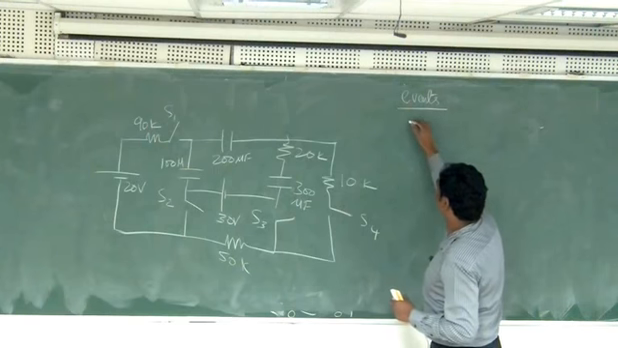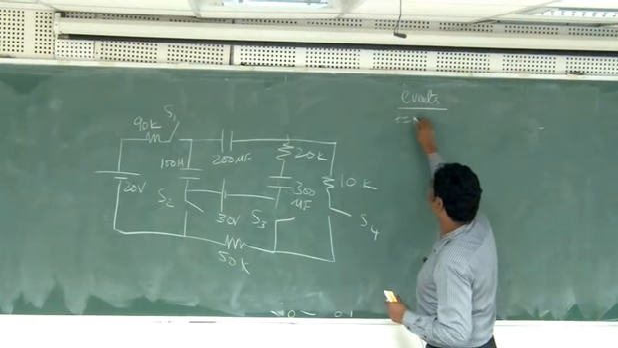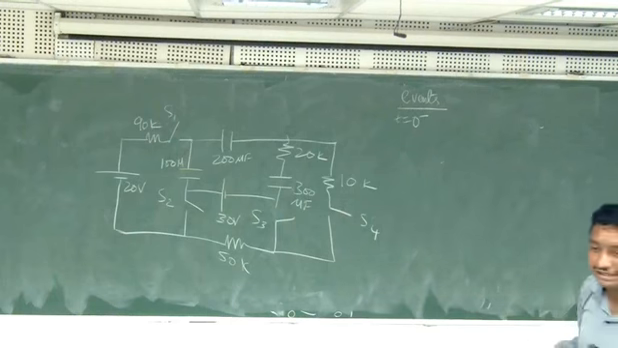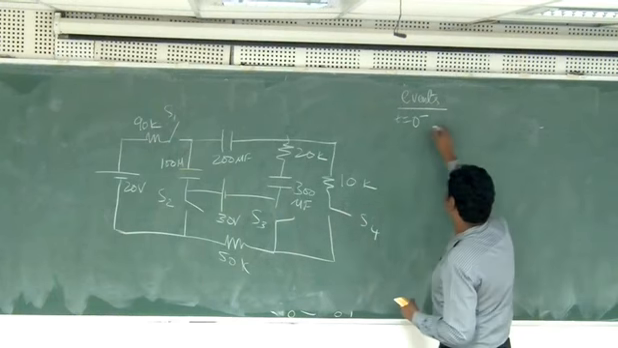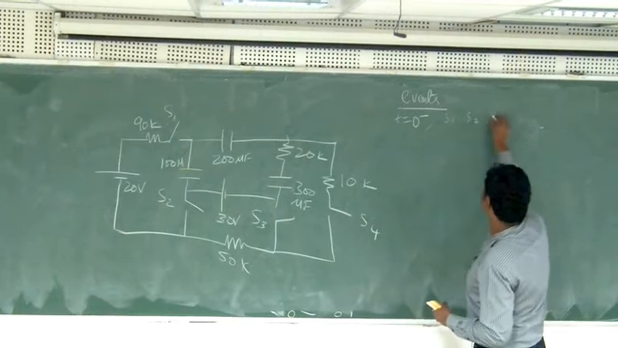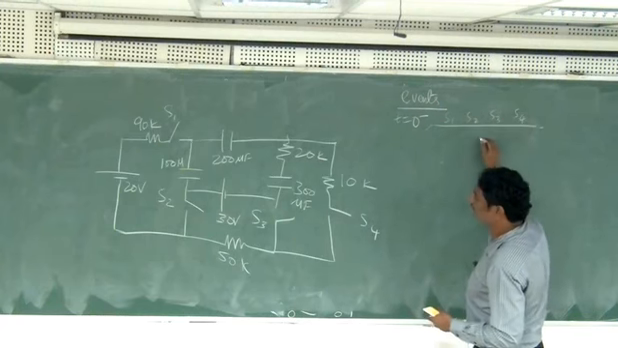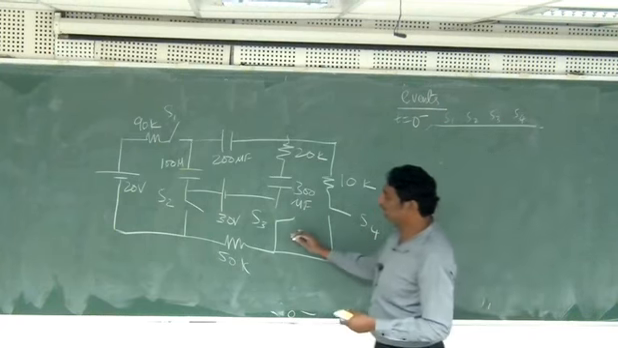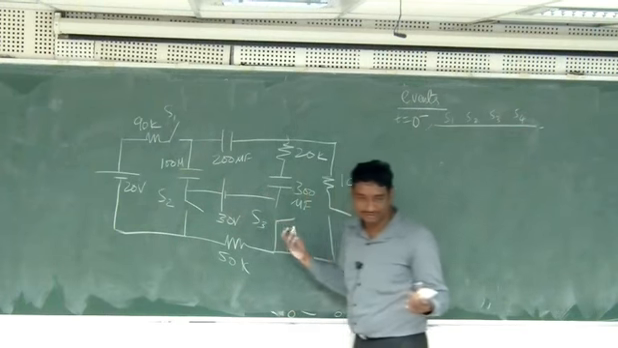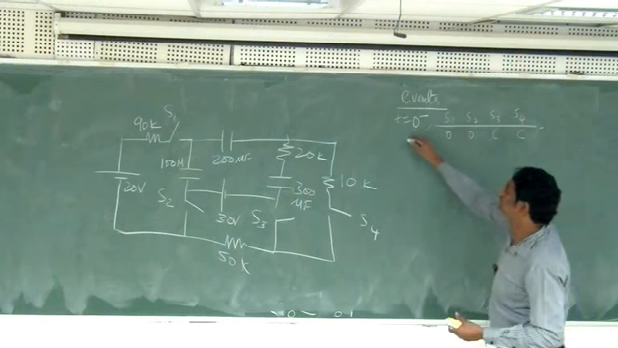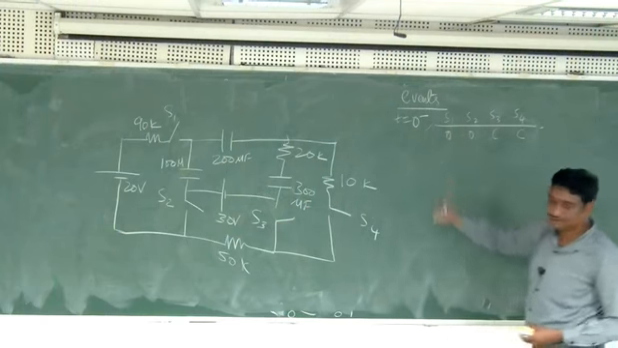t equal to 0 minus, before you start the experiment. Let's say S1, S2, S3, S4, maybe I'll close 4 and 3, and 1 and 2 I'll keep open, something like that. So close, close, open, open. This is my state before the time t equal to 0.